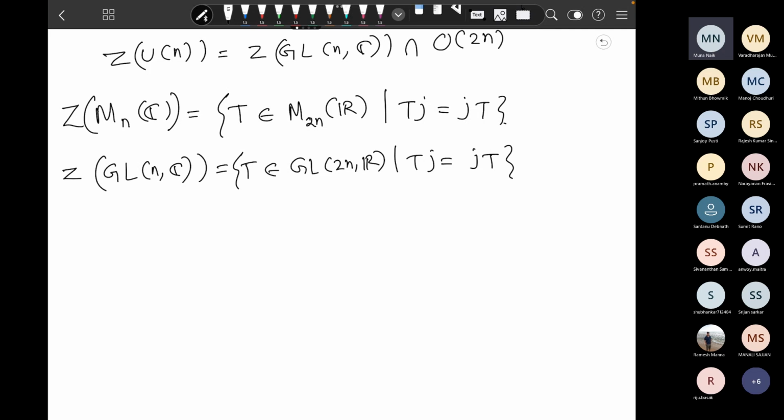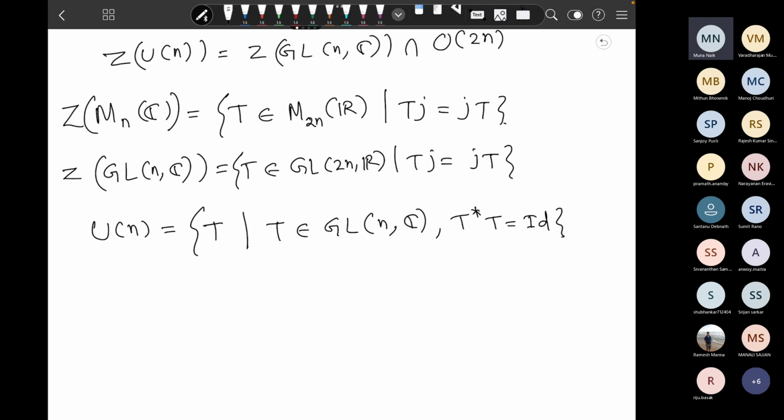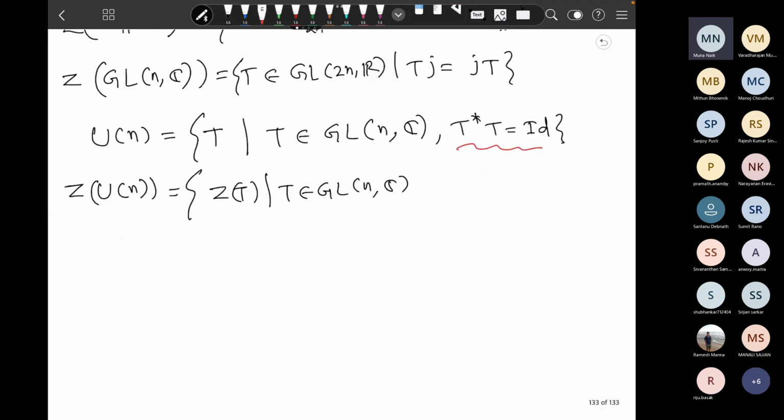So first, let us take what UN basically is. UN is equal to the set of all T so that T belongs to GLNC and T star T is equal to identity. Now I apply this Z of UN. First thing I will write Z of T so that T belongs to GLNC. But second thing, T star T is equal to identity. I must see what the corresponding thing in the image is.